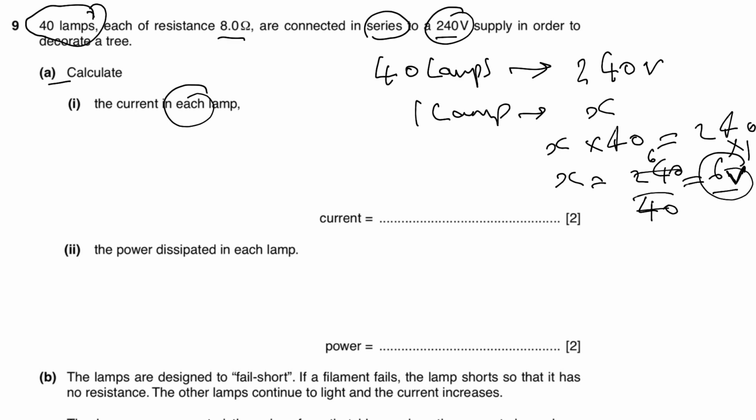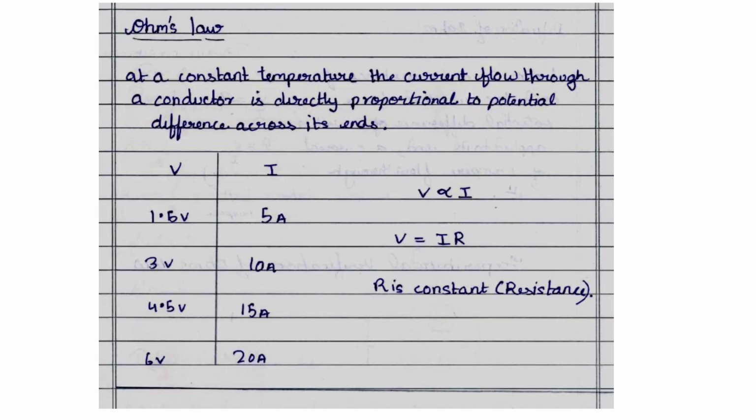Here I will explain Ohm's law. Ohm's law states that at a constant temperature, the current flowing through a conductor is directly proportional to the potential difference. Voltage is directly proportional to current. As you can see here, voltage is 1.5 and current is 5 ampere. Voltage has become doubled, 3 volt, and the current, which was 5, has also become double, 10.